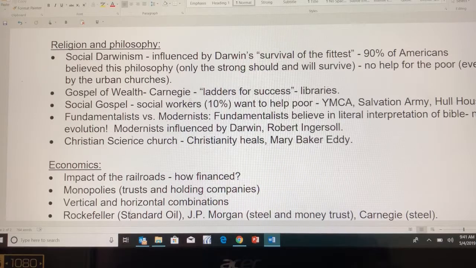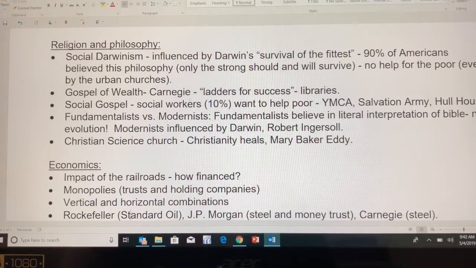This is giving aid to anybody who needs aid and not requiring anything back. So it's the most extreme. It's the opposite of social Darwinism. Social gospel of wealth is in the middle because it requires those who are going to use it to do something with it. Social gospel is just giving out aid. This is the YMCA, Salvation Army, Hull House, the immigrant home movement.